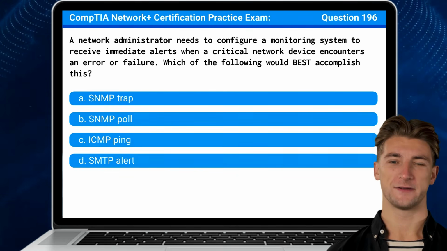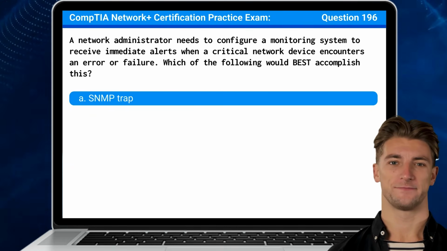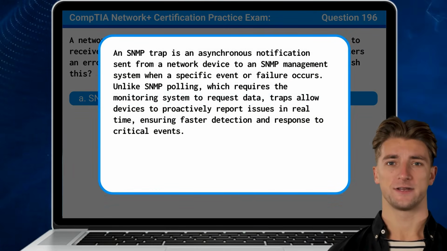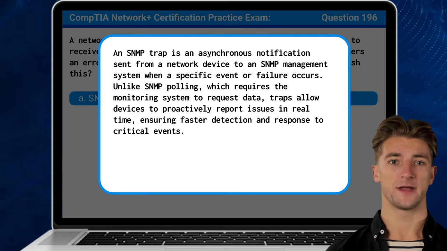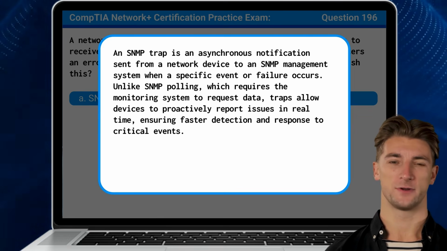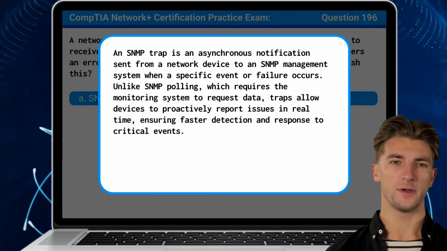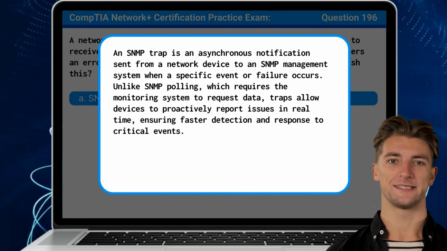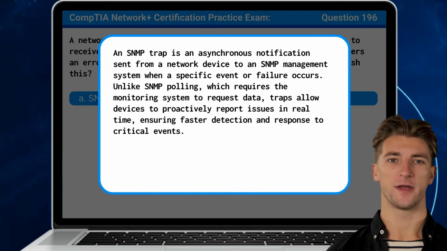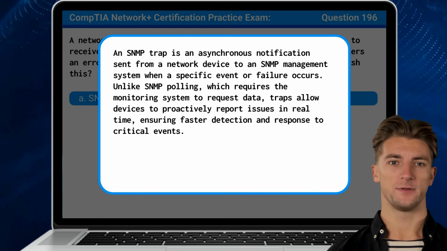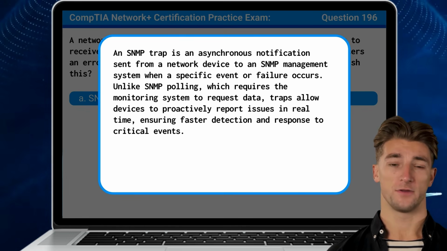The answer is A. SNMP trap. An SNMP trap is an asynchronous notification sent from a network device to an SNMP management system when a specific event or failure occurs. Unlike SNMP polling, which requires the monitoring system to request data, traps allow devices to proactively report issues in real time, ensuring faster detection and response to critical events.